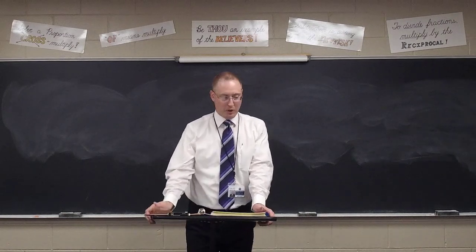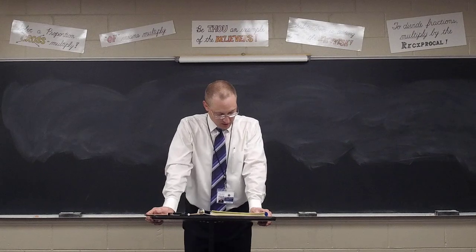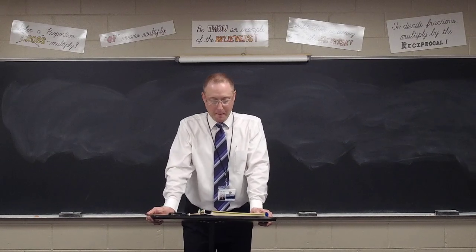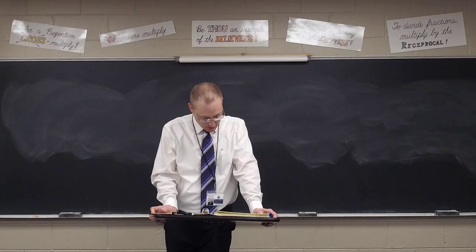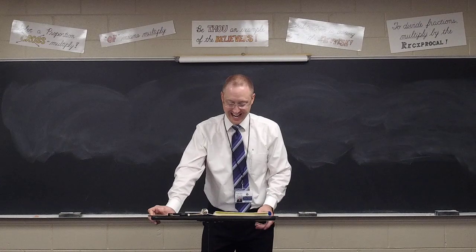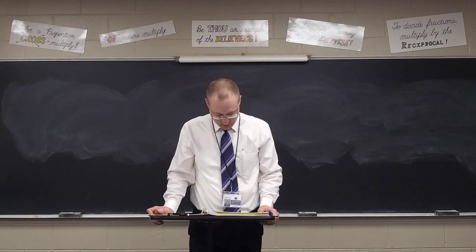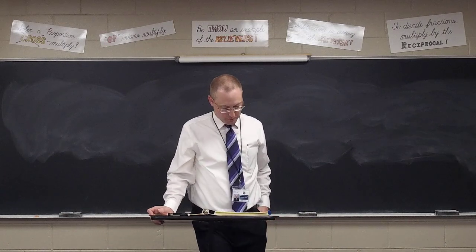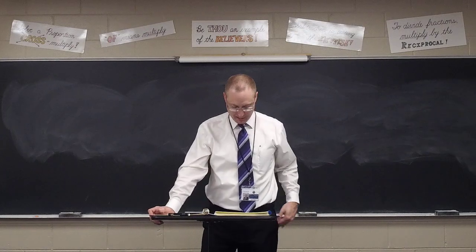Number 27, 40 kiloliters. How many deciliters, Bryson? 400,000. Number 28, 0.24 milliliters. How many centiliters, Sam? 0.024. Number 29, 89 liters. How many hectoliters, Ben? 0.89. 0.89 is correct.